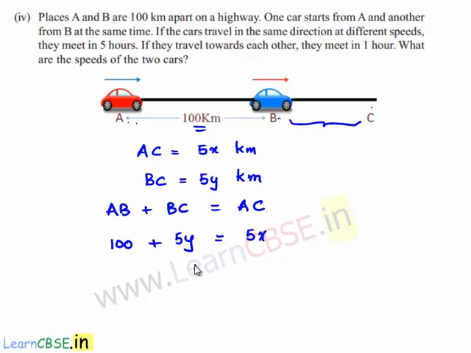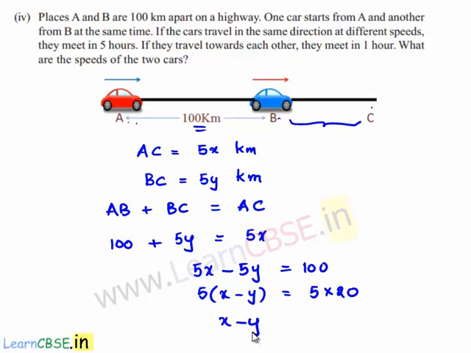So this is 5x minus 5y is equal to 100. So 5 can be taken as common and here if we take 5 we will get 20. So the linear equation becomes x minus y is equal to 20. Name this equation as equation number 1.